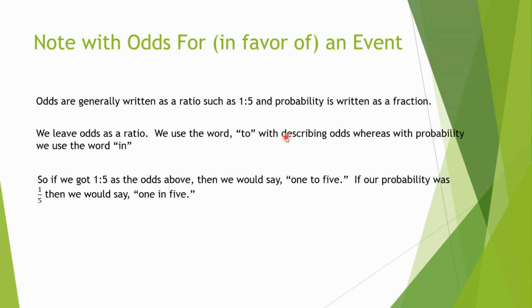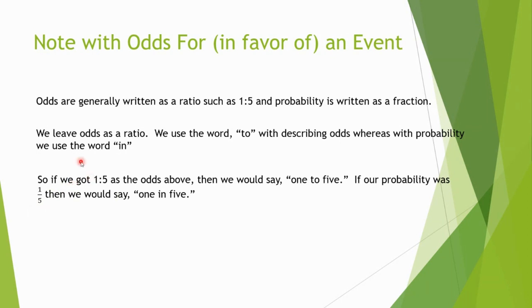Okay? And again, this is what I said before. We use the word "to" with a ratio. So for this, we'll say 1 to 5. But if we have probability like this, people will say 1 in 5, maybe, or 1 over 5. Well, that's what I was saying before, but I guess I should have said 1 in 5. So, okay, all right, good.